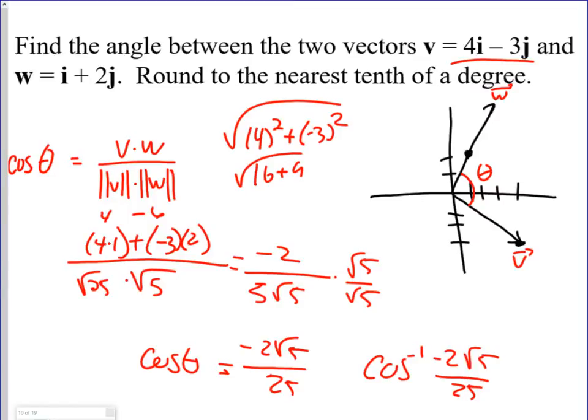Oh, hold on. I got 96.49. I got 100.3. Is that negative 2 radical 5 over 25? Yeah. I got it. Thank you. Degree mark?